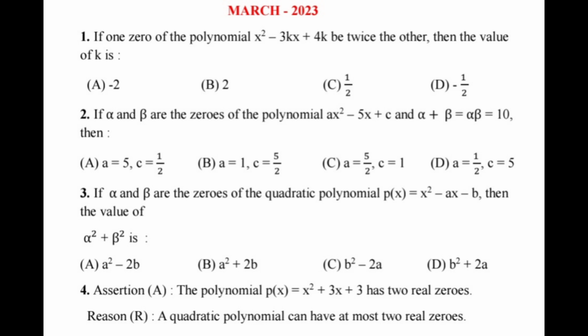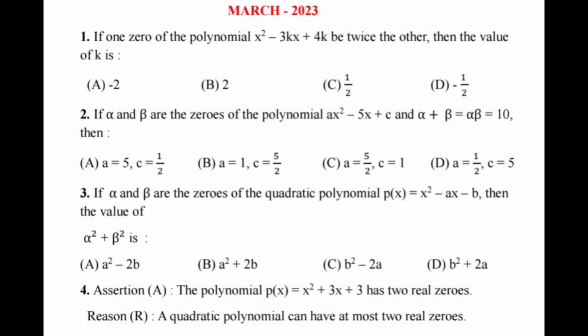Next, third question: x square minus ax minus b is given. So you need to find the value of alpha square plus beta square. Already I gave the formula for alpha square plus beta square, that is alpha plus beta whole square minus 2 alpha beta. Here if you substitute the values of alpha plus beta and alpha beta, you will get a square plus 2b, option B.